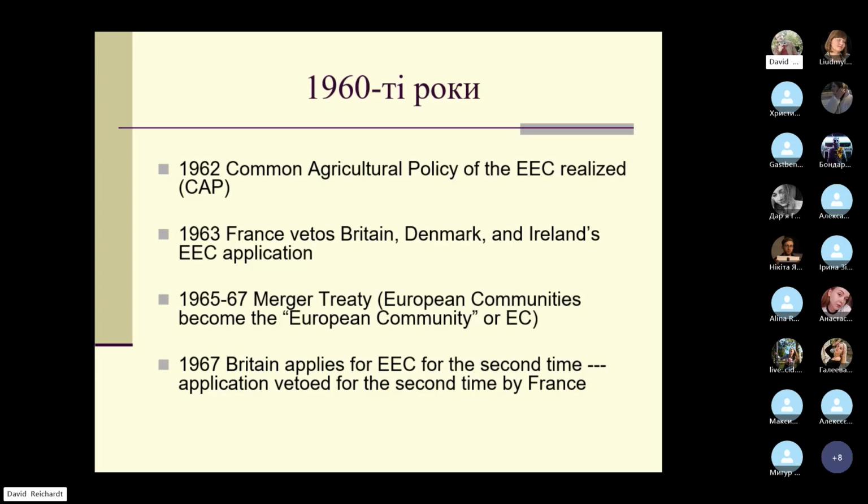Now, why did they do that? Well, remember, you had three communities with three sets of institutions, and it was a little bit crazy. Why not bring them together? And so they did in Brussels. They were already in Brussels, but they just merged them into one European community. So starting in 1967, we can talk about a European community, no longer three separate communities.